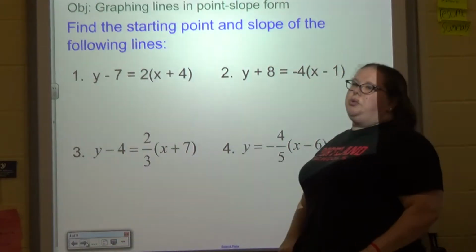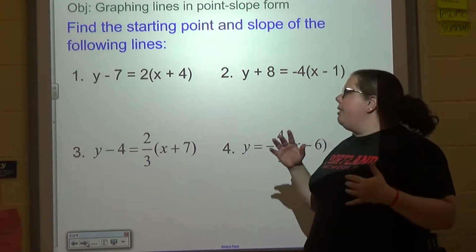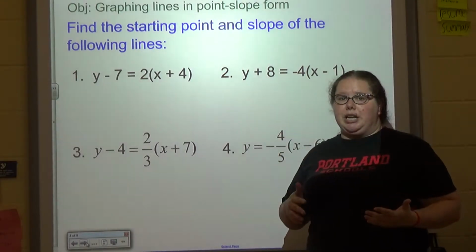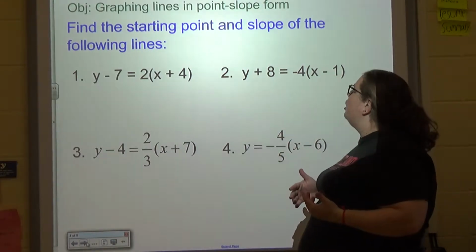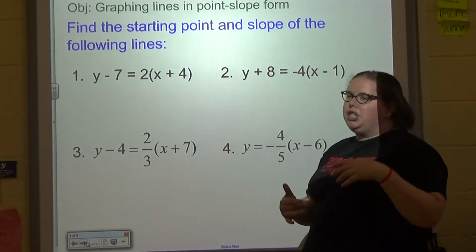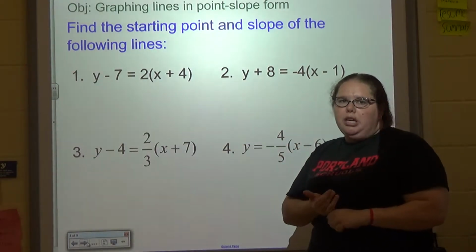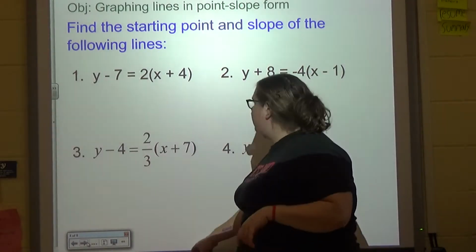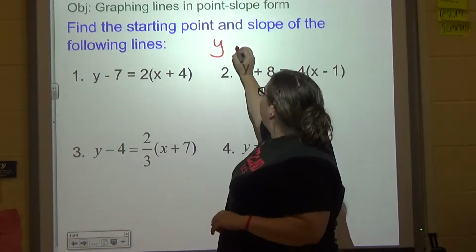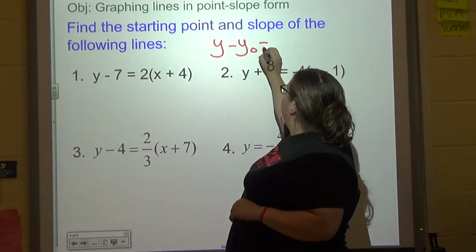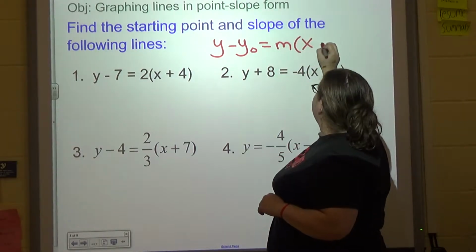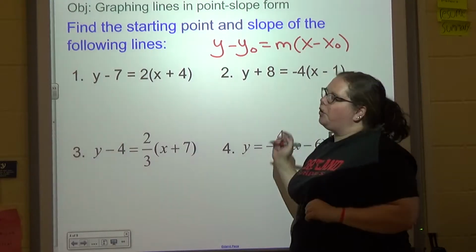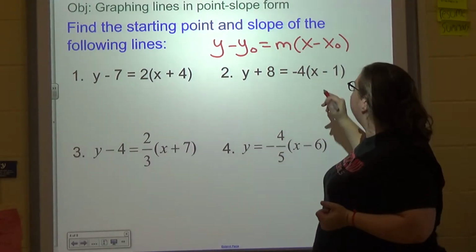Alright, so one thing I like to do with my students, just to make sure you can identify what you need to identify first, is to just look at these and we're just going to say, okay, what's the point and what's the slope? So at the top I'm going to write the equation again. So it's y minus y0 equals m times x minus x0. So for number 1, what do you think the slope is?